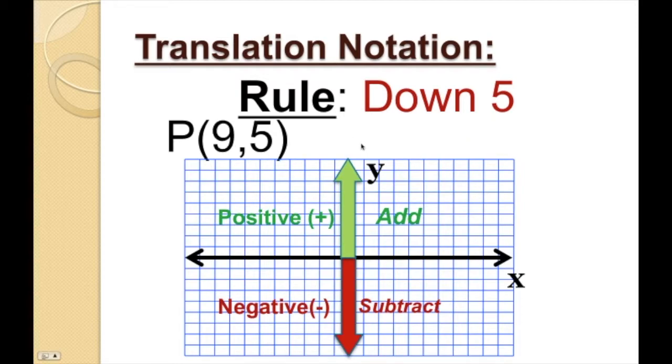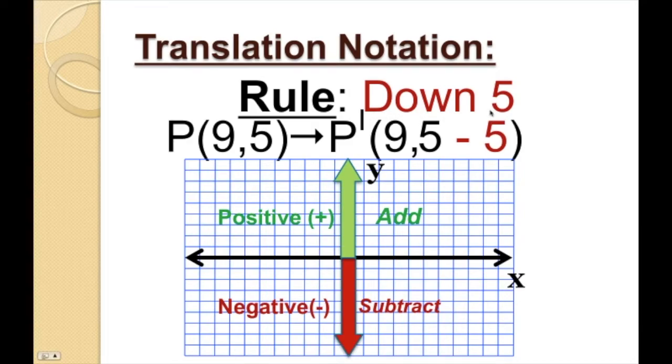If we have the point P at 9, 5, our P prime is going to be what? Well, our x-coordinate isn't changing at all. That stays the same. But our y-coordinate is going to be 5 minus 5 because we're going down by 5. And what's 5 minus 5? That's 0. Therefore, our point is P prime at 9, 0.